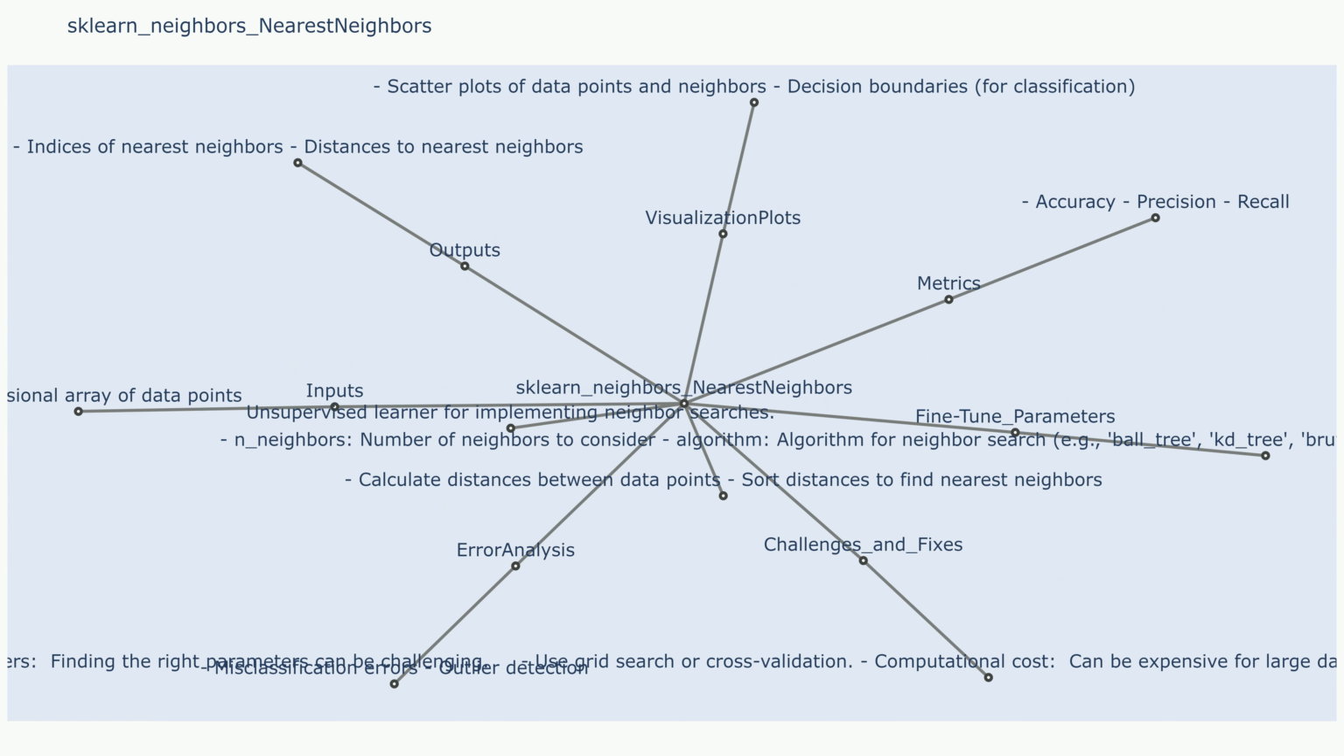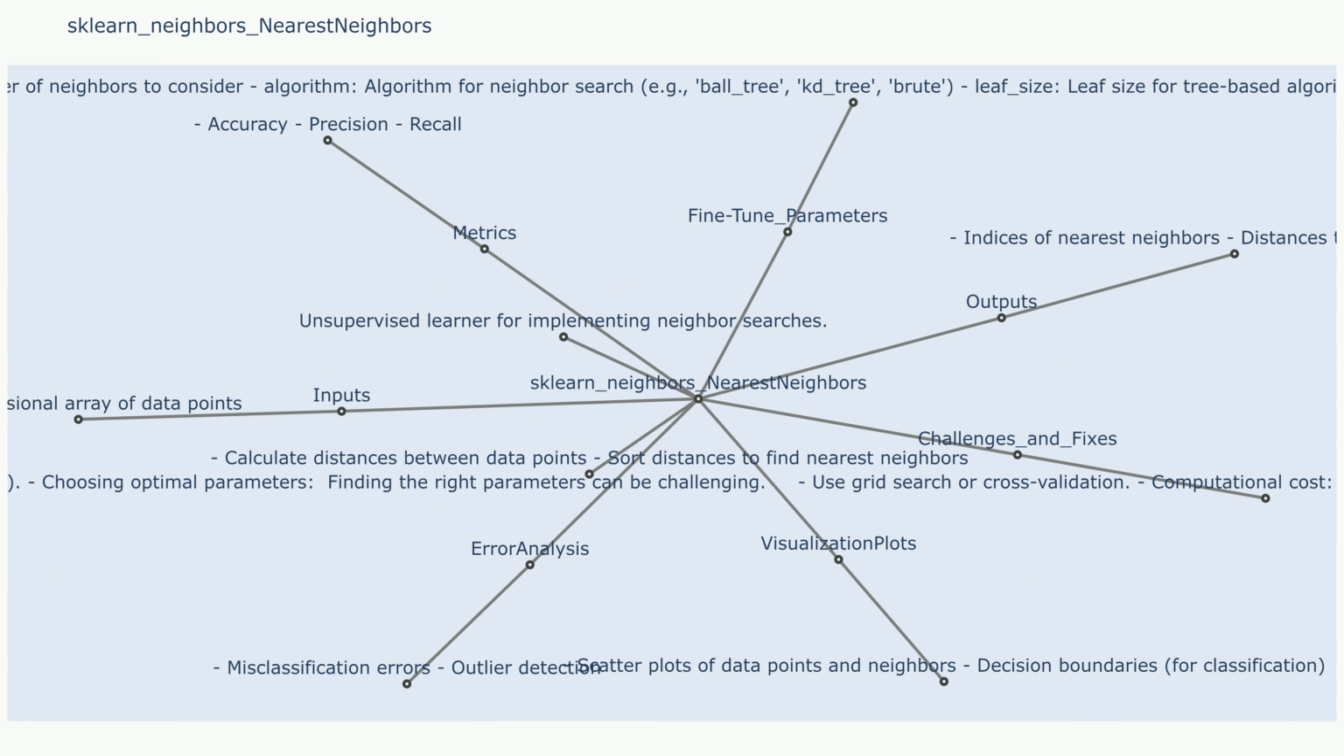Fixes to Challenge 2: tree-based algorithms. Employ ball tree or KD tree algorithms for faster neighbor search, especially for large datasets. Approximate nearest neighbors. Utilize algorithms like locality-sensitive hashing (LSH) to efficiently find approximate nearest neighbors, trading off accuracy for speed.